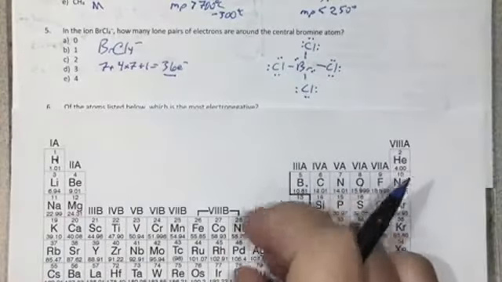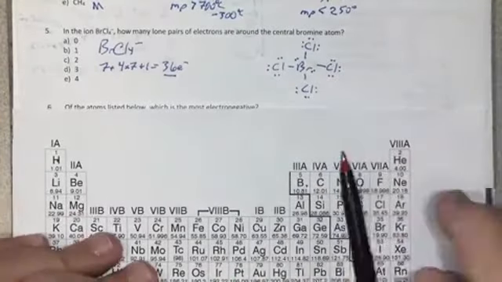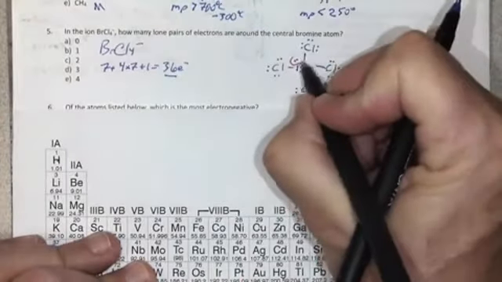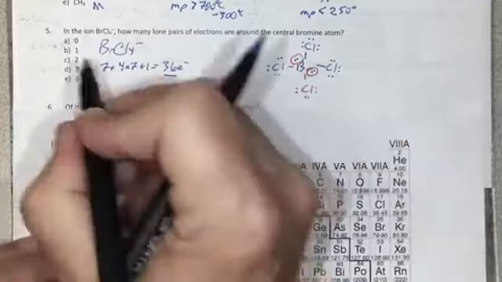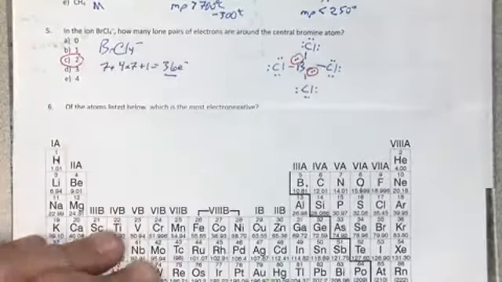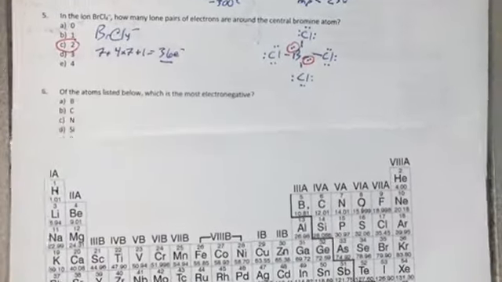Now the question says, how many lone pairs of electrons? This is a lone pair. A lone pair is just a pair of electrons that's not in a bond. There are two lone pairs. This is one pair, this is one pair. There are two lone pairs. The correct answer to question 5 is C.